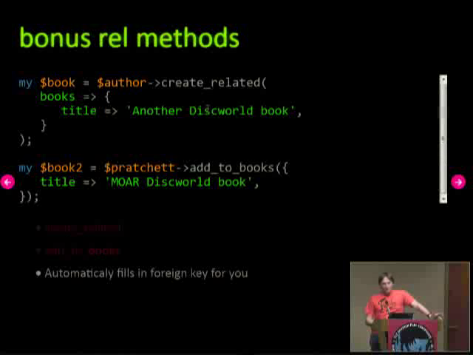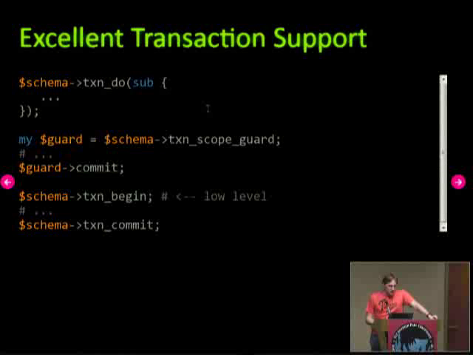Again, obviously this fills in the foreign key for you. That's nice. DBIx::Class has excellent transaction support. You've got schema->txn_do, which takes a code ref. You've also got a scope guard type thing. Both of those methods will auto rollback if you die for whatever reason.